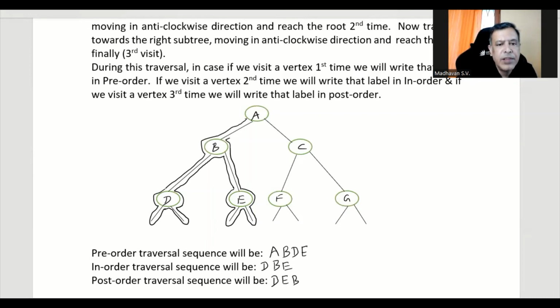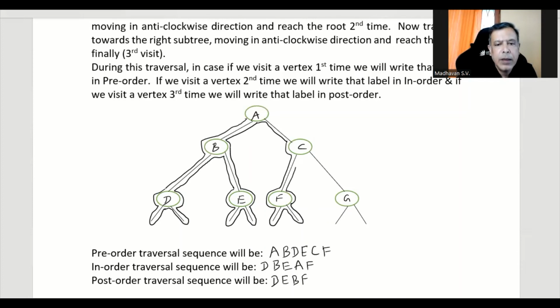Then traverse like this. You visited the root node for the second time, so you write it here in the in-order. Then you traverse like this. You visited C for the first time, so write C here. Then you visited F for the first time, write it here. Then go like this. You visited F for the second time, write it here. You are visiting F for the third time, write it here.